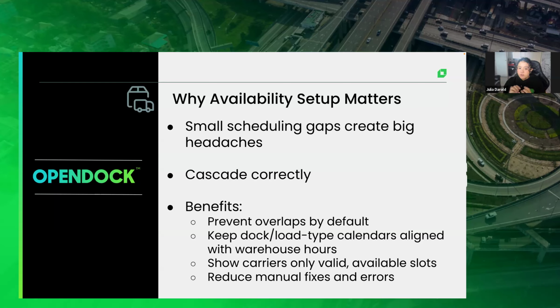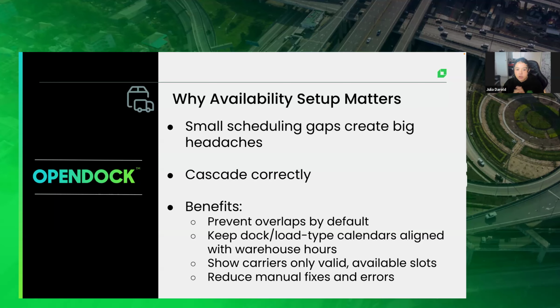So if your warehouse, your dock, and your load type calendars are not aligned, you will end up with gaps. You might end up with overlaps, or you end up with carrier booking slots that aren't really possible for you guys to accommodate. So these small scheduling mismatches can seem harmless at first, but when we get to the nitty-gritty of it in practice, they can create headaches for the operation. You can end up with double bookings. You can end up with idle docks.